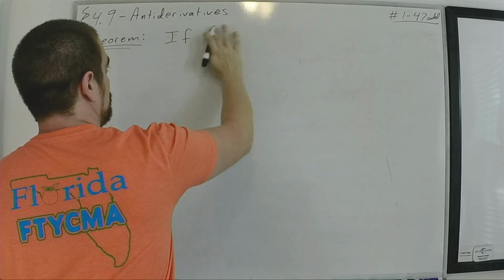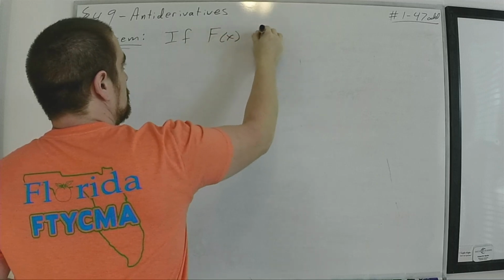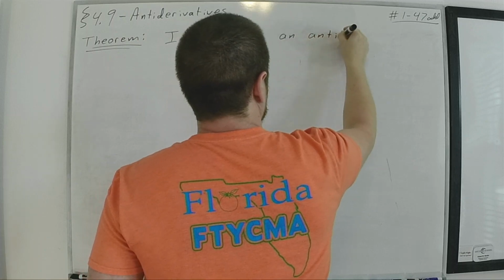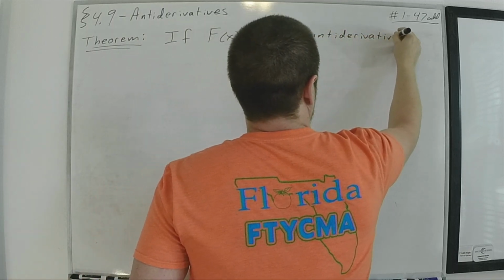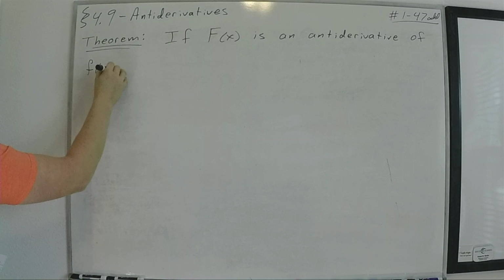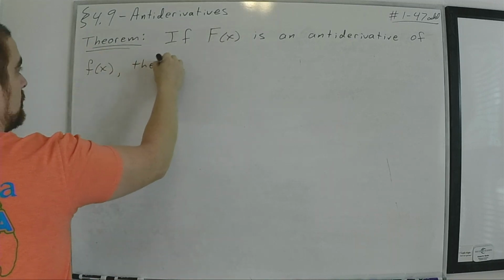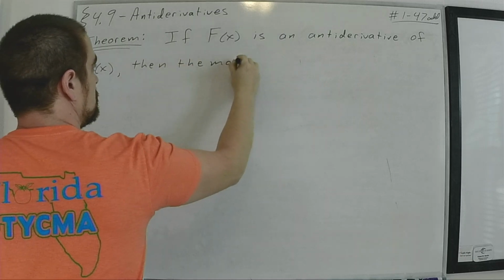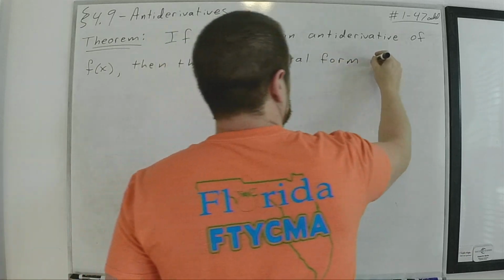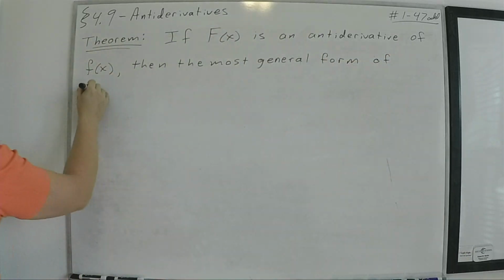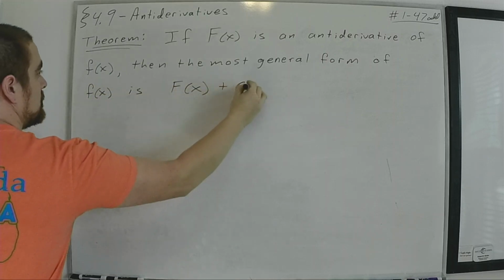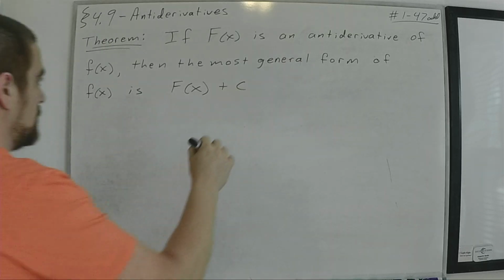If capital F of x is an antiderivative of f of x, then the most general form of the antiderivative of f of x is capital F of x plus c, where c is a constant.